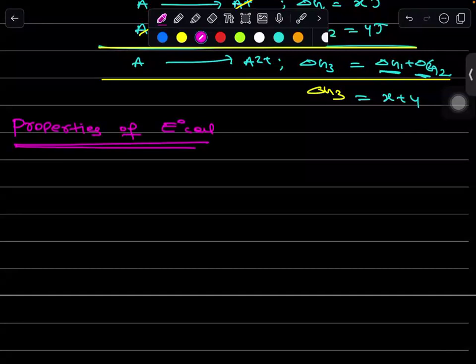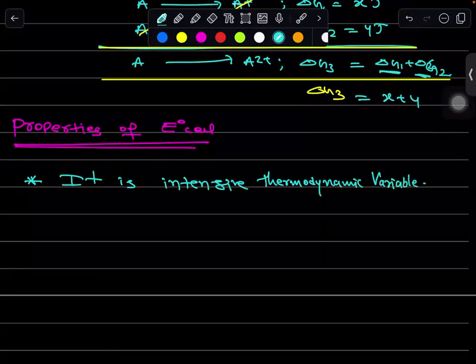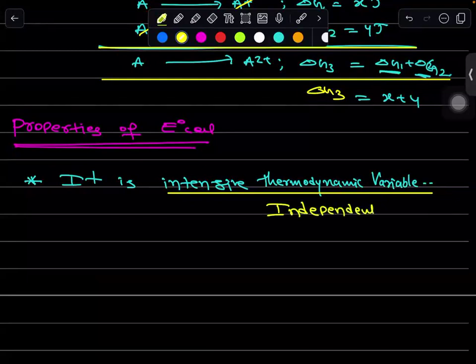Okay. So in this property, number one, it is an intensive thermodynamic variable. Intensive thermodynamic variable means what? Independent of mass. Independent of mass, first point.